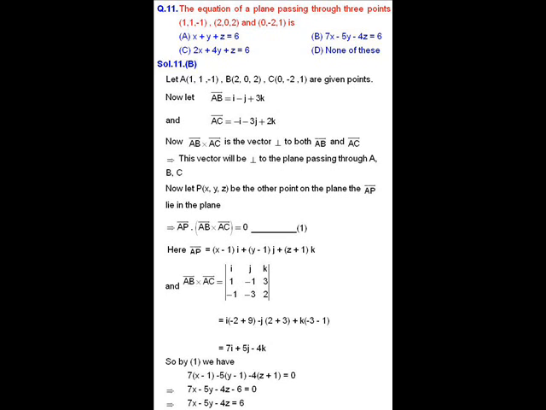So here when we compute AP vector, then AP vector is nothing but (x minus 1)i plus (y minus 1)j plus (z plus 1)k. And when we compute AB cross AC vector, then we have 7i plus 5j minus 4k. So the required equation will be 7x minus 5y minus 4z equal to 6.